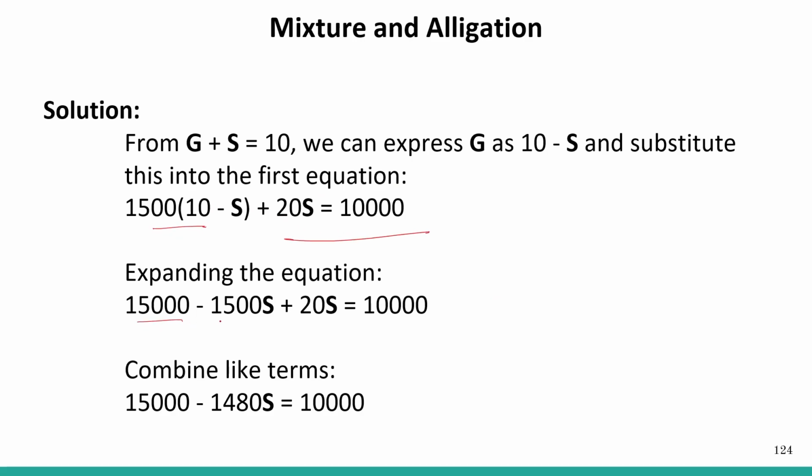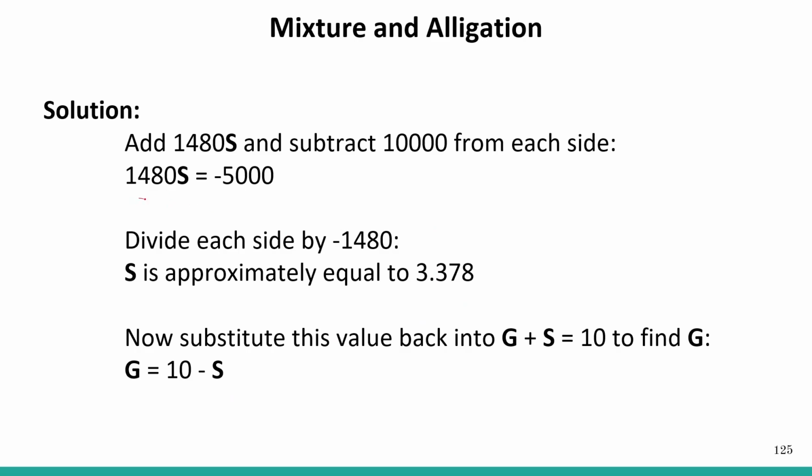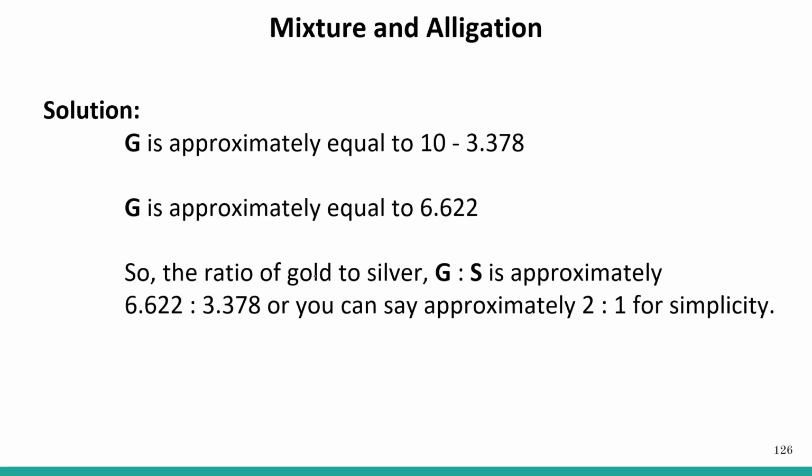So 15,000 minus 1500 S plus 20 S is equal to 10,000. So it will be 15,000 minus 1480 S is equal to 10,000. So 1480 S is equal to 5,000. This implies that S is approximately 3.378. So G will be approximately 10 minus 3.378, that is equal to 6.622. So the ratio of gold to silver, G to S, is approximately 6.622 to 3.378. So you can say approximately 2:1 for simplicity.